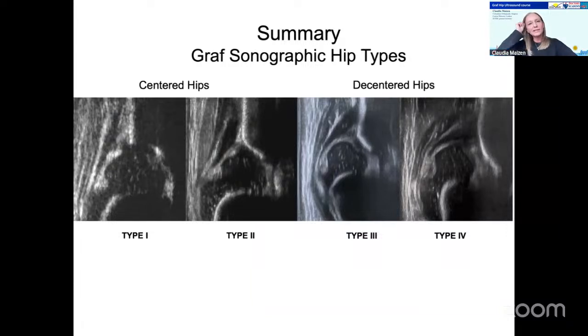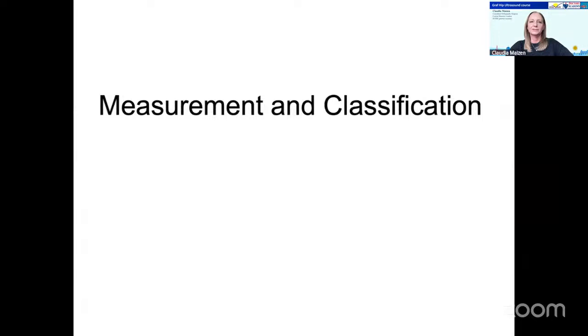So to summarize the description, with description alone, we can decide whether a hip is centered or decentered. For the centered hips, we can say it's a type 1 or more likely a type 2, but we cannot subdivide the type 2 hips. And we can decide in a decentered hip whether the hip is a type 3 or type 4 hip joint.